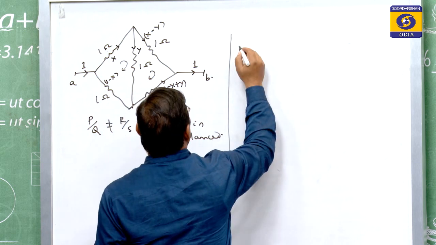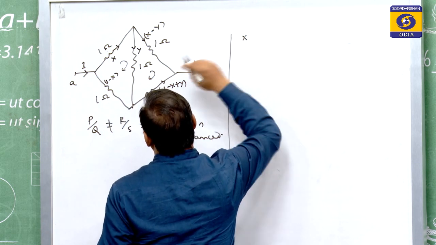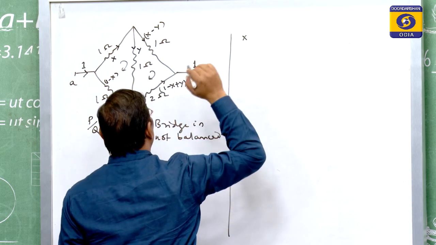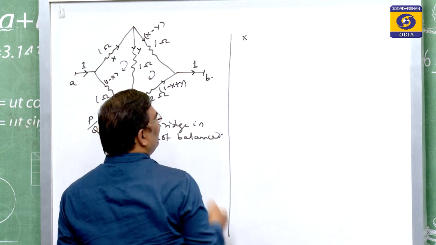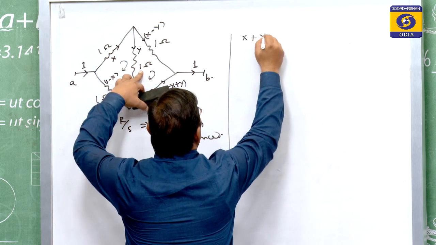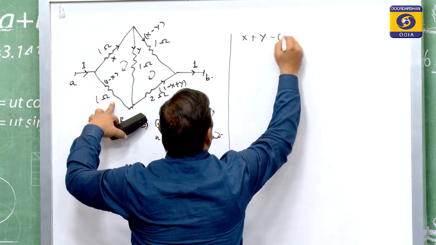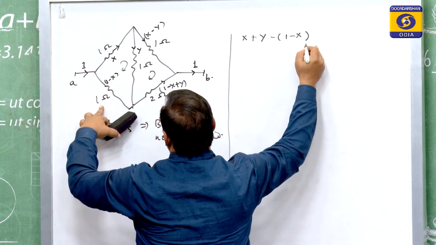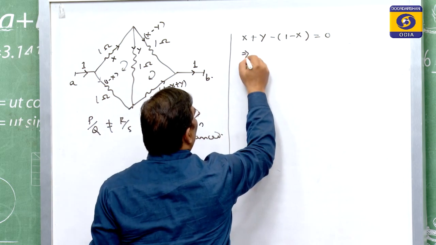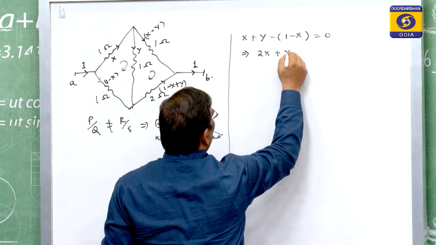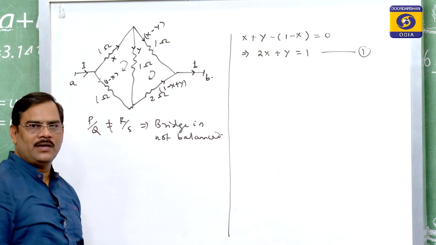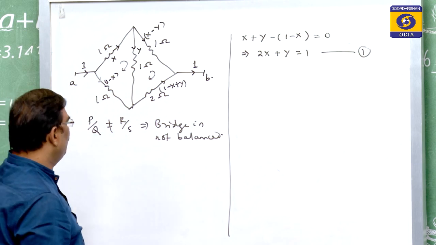In the first mesh I get X. My intention is to find the values of X and Y, so that I can get the potential difference between A and B, or the effective resistance between A and B. So, 1 into X plus 1 into Y minus (1 minus X) into 1 equals 0. So, this implies 2X plus Y equals 1. This is my equation number 1.